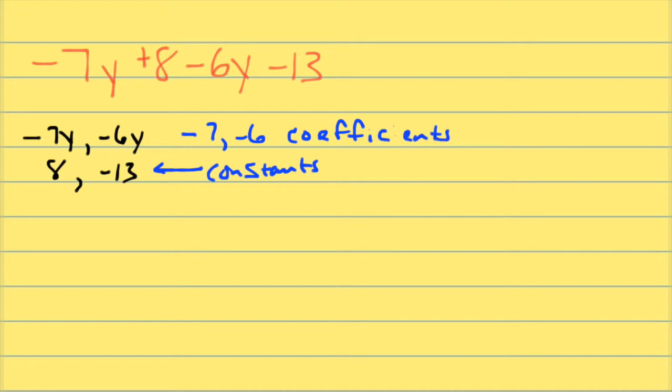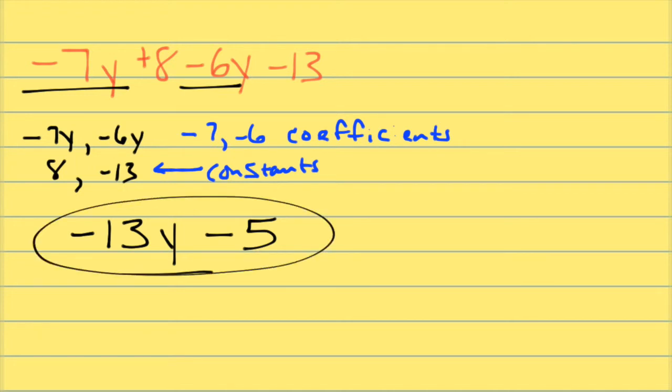What do I get when I add -7y and -6y? Well, they're both negative, so I keep their sign, and I add the numbers, -13y. With 8 and -13, they have different signs, so I subtract and take the sign of the bigger number. There's my simplified expression.